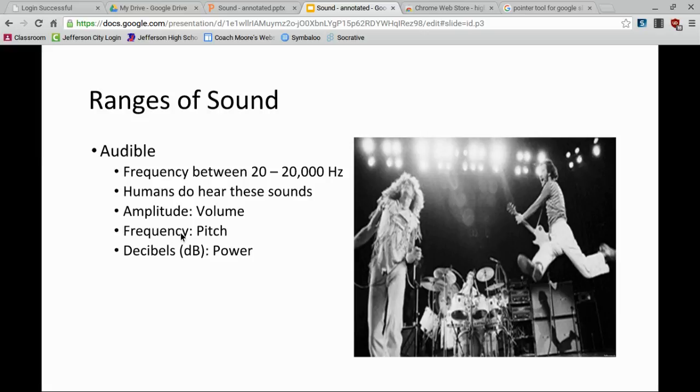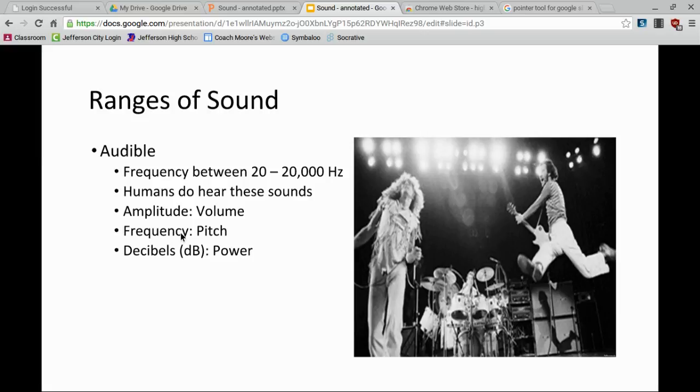That's why girls typically have higher pitched voices than boys do, because girls' vocal cords are shorter, and so a shorter string or shorter chord will vibrate at a higher frequency, so you get a higher pitch.